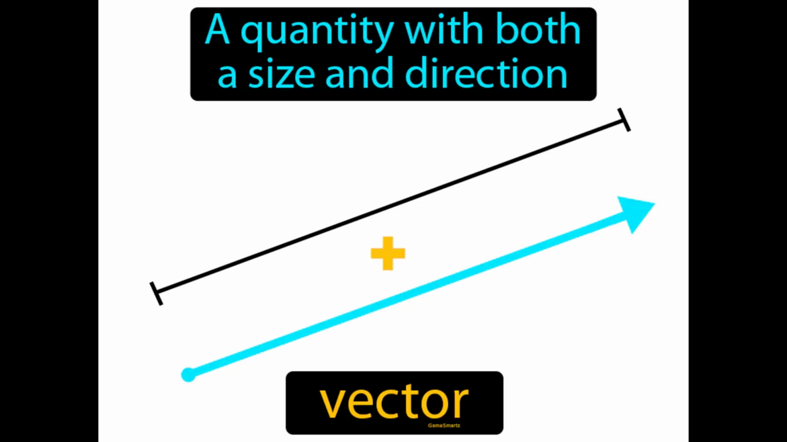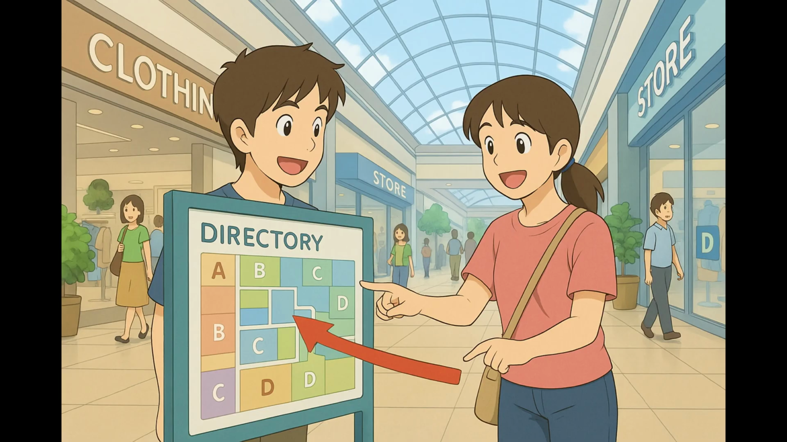A quantity with both a size and direction in physics. Vector. In simple terms, a vector is an arrow that shows how much and which way something is moving or acting. Imagine trying to navigate your way through a crowded shopping mall to find a specific store.